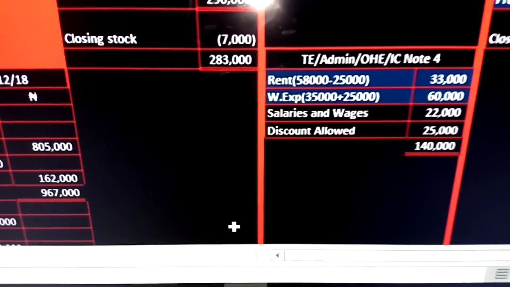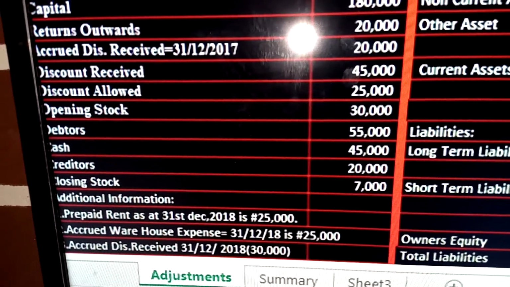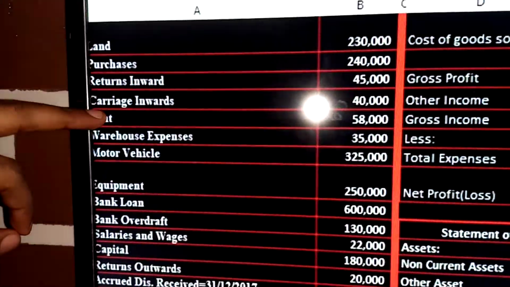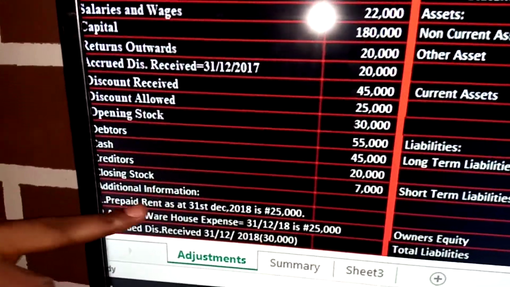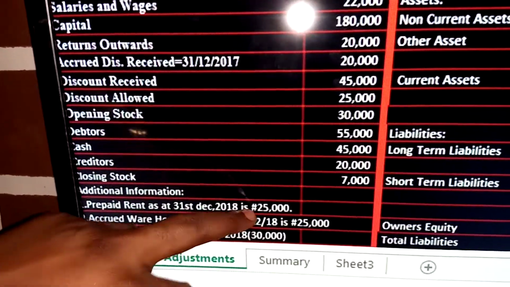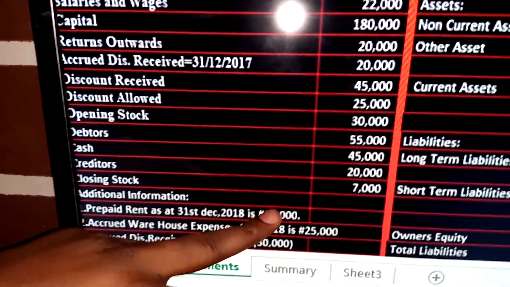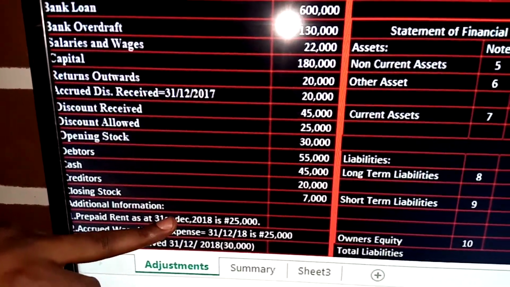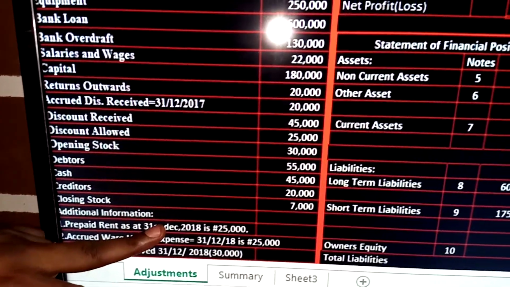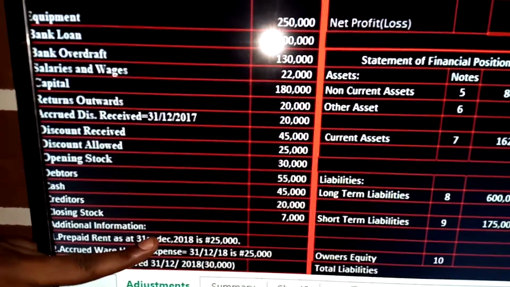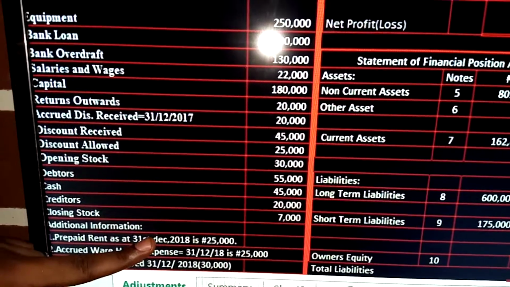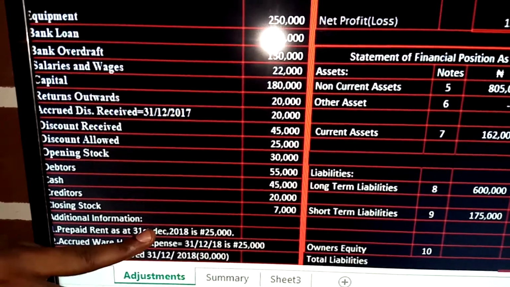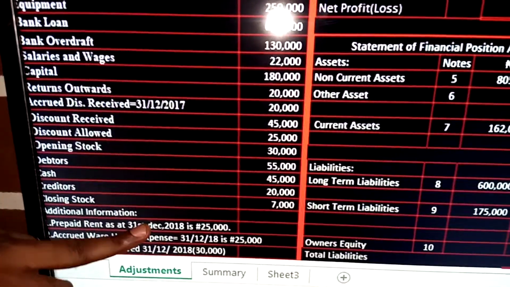The first one there is rent. So what's our rent here? We have rent here to be 58,000 based on the question. But there's an additional information. Prepaid rent as at 31st December 2018 is 25,000. The accounting year is 2018. So this is prepaid rent at end. Remember the rule. Prepaid expense at end is deducted. You can go back to the prepayment class for revision and then come back. So prepaid rent here is deducted.